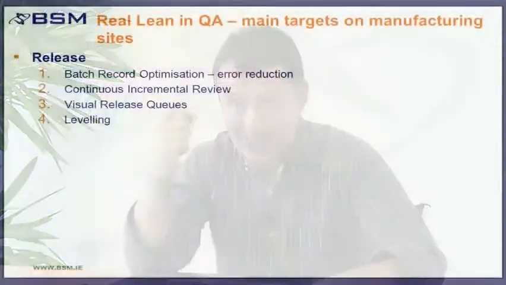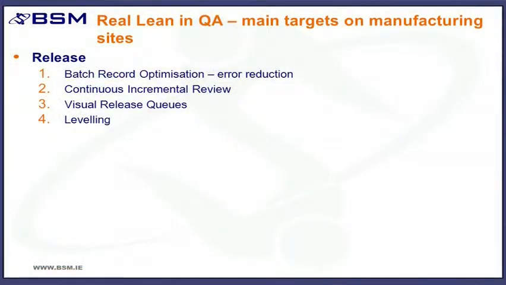Well, the first one is optimizing the batch record itself. Now, obviously, if you have implemented electronic batch records, as many people have, this is not quite so relevant, but a great many organizations still operate off either entirely paper records or partially paper records. So optimizing the batch record, reducing errors in the batch record is a fundamental part of improving a release process.